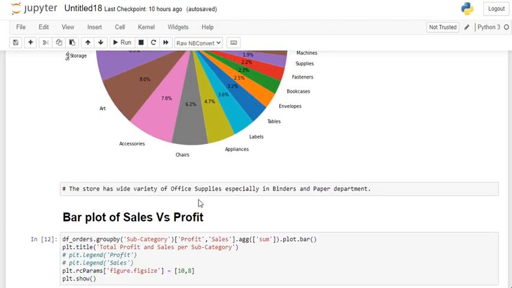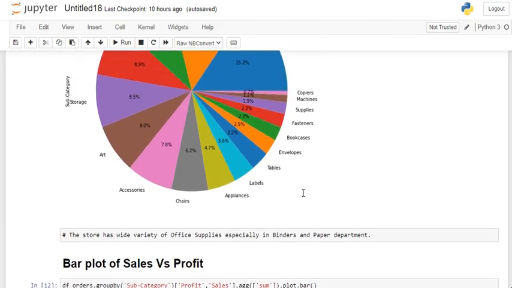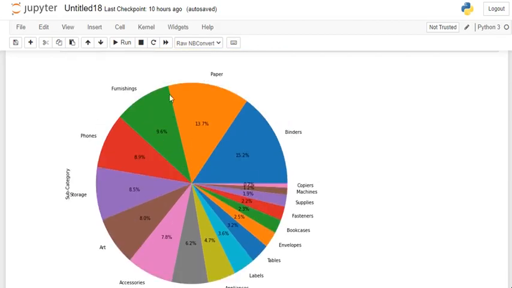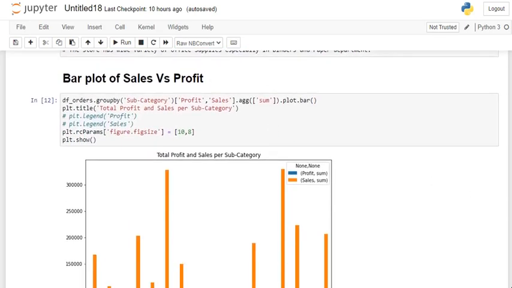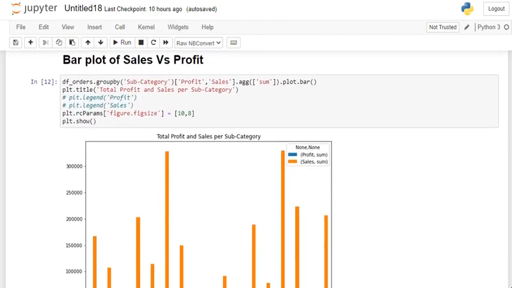The store has a wide variety of office supplies, especially binders and papers. So here the major portion is papers and binders. Next, bar plot of sales versus profit. This is very important. What is the sales and what is the profit? In this case we need to call the group by function. Here, for profit and sales, we are going to sum the total profit and the total sales for each subcategory.